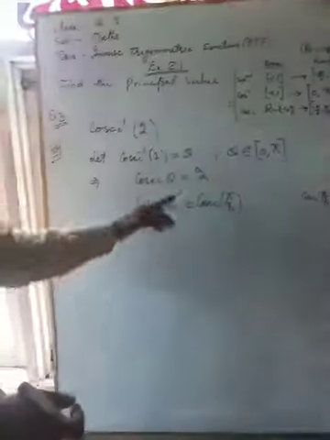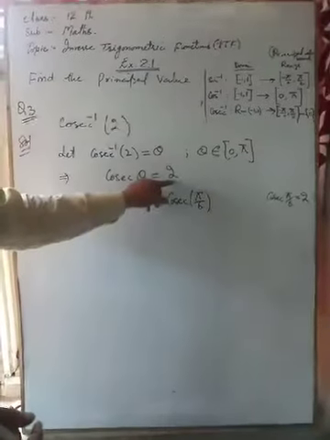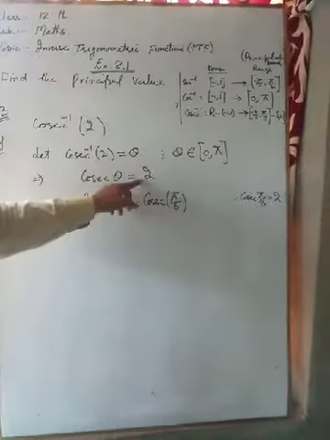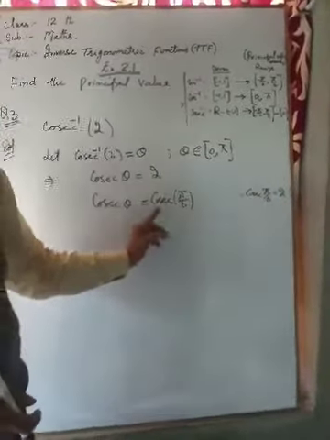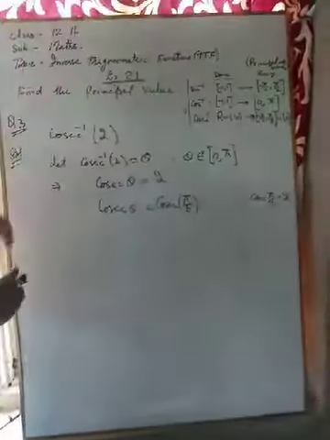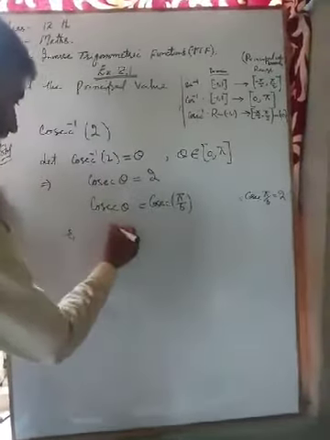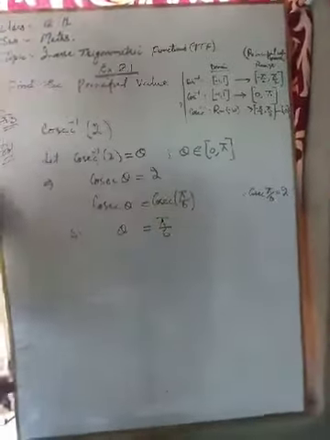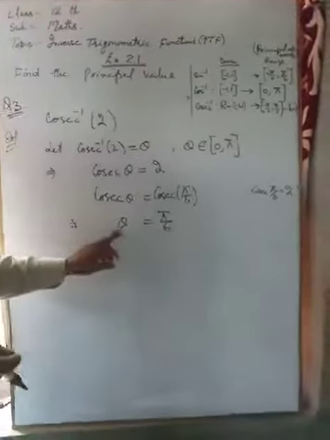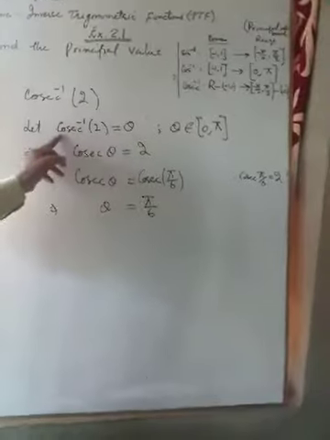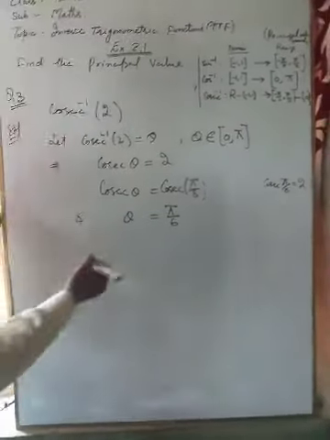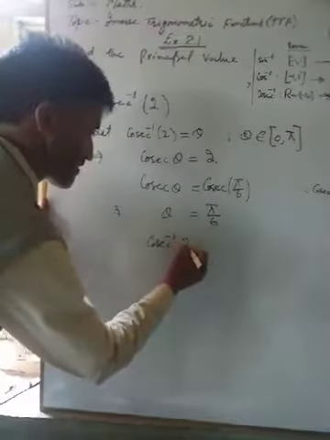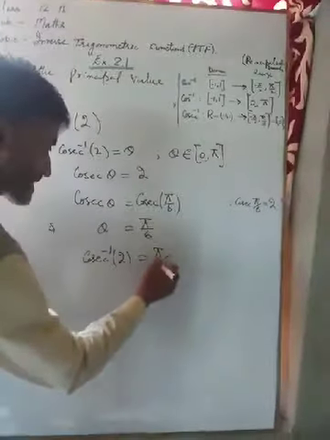2. So we can write here cosec pi by 6. Instead of 2 we can write cosec pi by 6 because cosec pi by 6 is equal to 2. So here we can get theta is equal to pi by 6. Theta, when हमने put किया cosec inverse 2. So we can write cosec inverse 2 is equal to pi by 6.